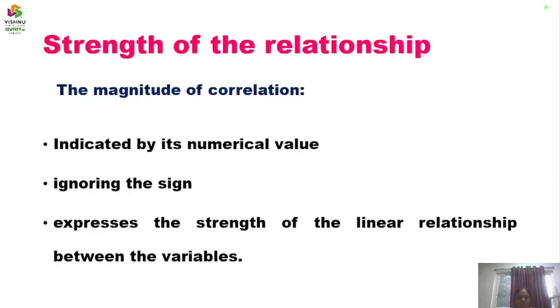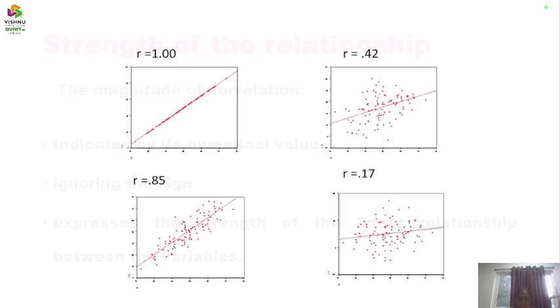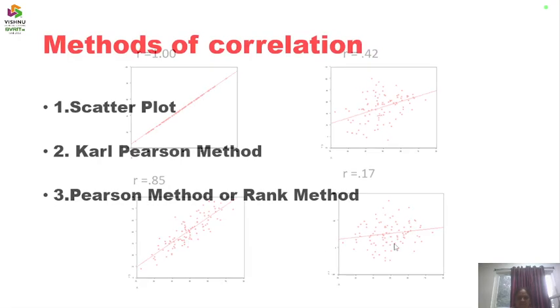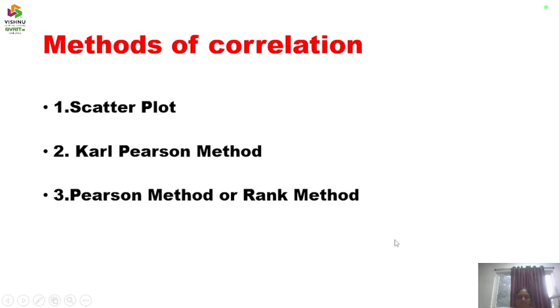Then the strength of the relationship, the magnitude of the correlation indicated by the numerical value, ignoring the sign, expresses the strength of the linear relation between the variables. Now you can see here 1 and 0.4, 0.8 and 0.17, right? Methods of correlation, that's what I said, no? When the correlation is there, you are going to see the scatter plot. And then the Karl Pearson method, or we can also say the rank method.